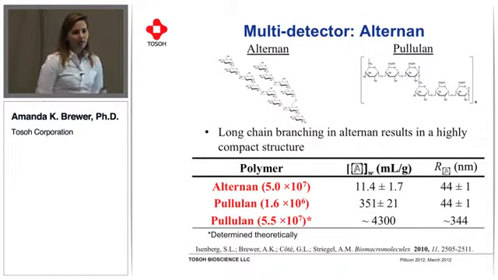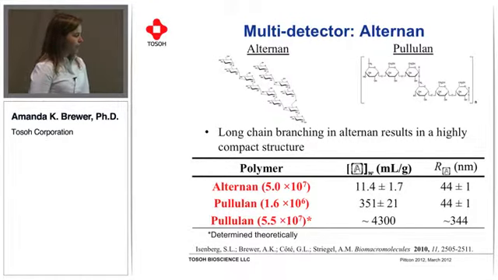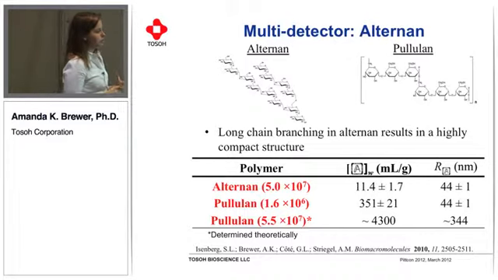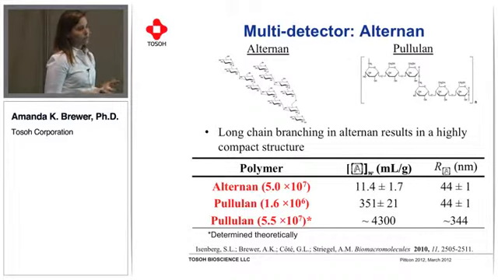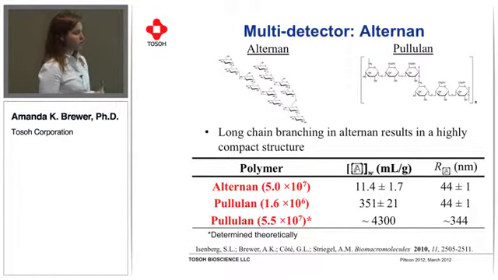So we used the Mark-Houwink coefficients for the same solvent temperature conditions and calculated that if we had a Polymer, which mind you is linear, with the same molar mass as our alternan, it should have an intrinsic viscosity around 4,300 milliliters per gram compared to our 11 milliliters per gram. It also showed us that we should have a radius of 344 instead of a radius of 44. So by comparing a molecule that we know is linear to alternan, which we were expecting to be more compact and along the long chain branching, we can confirm that there's a very highly compact structure in this alternan.